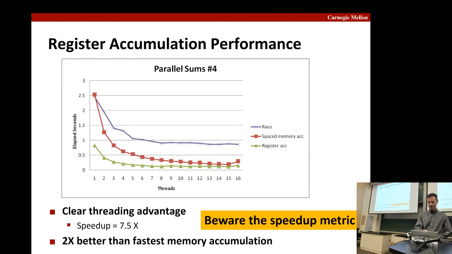And you get better performance still, right? You get this green line. Red was the best from the previous graphs, and now we get green. So the total speedup is 7.5. It's basically 2x faster than the fastest memory accumulation version, which is this red curve.